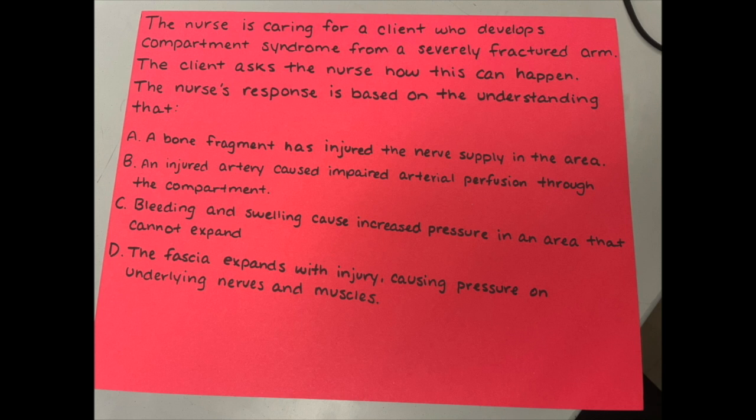The nurse is caring for a client who develops compartment syndrome for a severely fractured arm. The client asks the nurse how this can happen. The nurse's response is based on the understanding that: A. A bone fragment has injured the nerve supply in the area. B. An injured artery causes impaired arterial perfusion through the compartment. C. Bleeding and swelling cause increased pressure in an area that cannot expand. And D. The fascia expands with injury, causing pressure on underlying nerves and muscles. I'll give you a couple seconds. Pause the video if you need to.